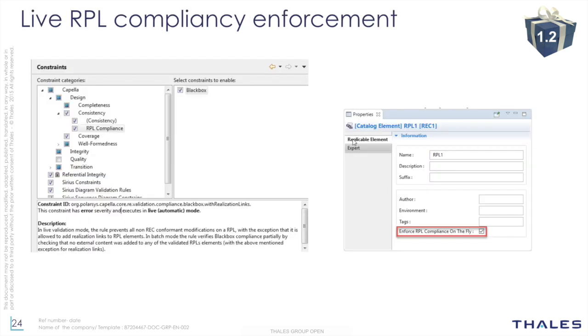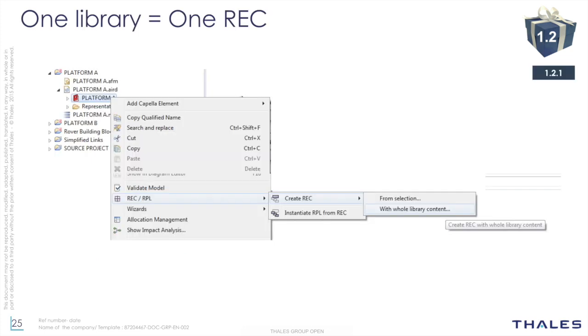So the live compliancy enforcement is relying on a model validation rule that is a black box, and we can select for each replica whether we want to enforce this compliance on the fly, thus preventing accidental modifications.